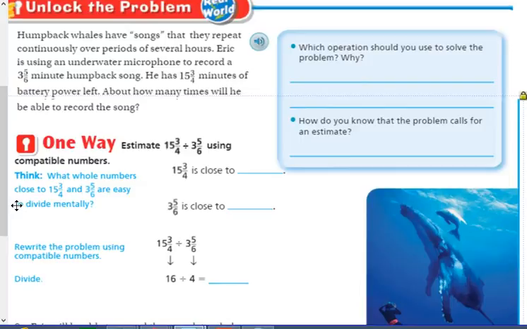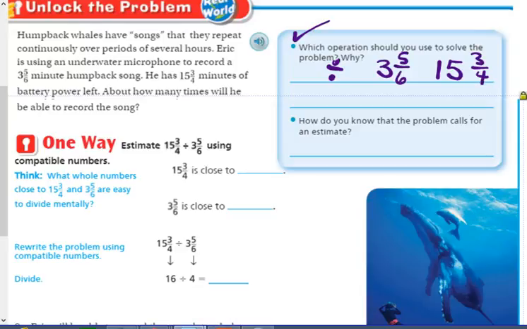Humpback whales have songs that they repeat continuously over periods of several hours. Eric is using an underwater microphone to record a 3 5/6 minute humpback song. He has 15 3/4 minutes of battery power left. About how many times will he be able to record the song? So if you come over here to the right, it says, which operation should you use to solve the problem and why? Well, obviously we have to divide because we're trying to find the number of groups of 3 5/6 that go into 15 3/4. Okay, so obviously we're going to be dividing.